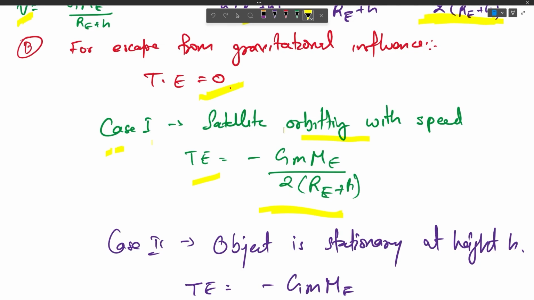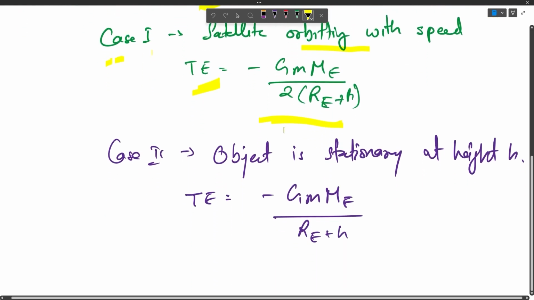So the energy required in this case would be just the positive of this energy, because if we add this energy to the system, then it will have zero total energy and the satellite will be out of the Earth's gravitational influence. Now in case 2, we have an object that is stationary at height h.